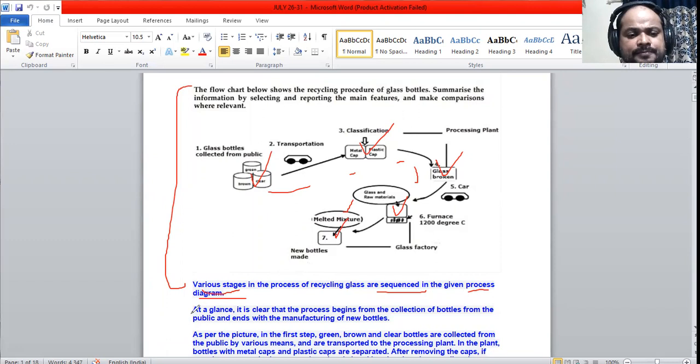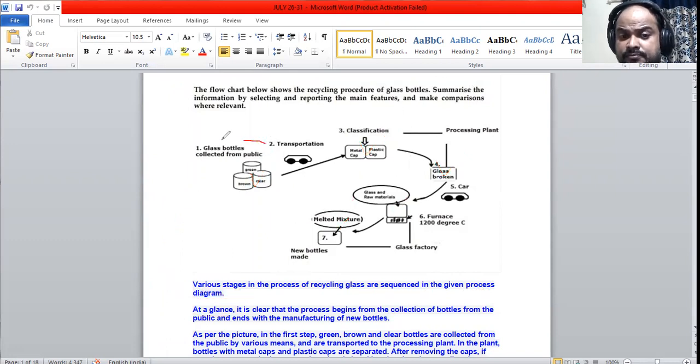At a glance, as an overview, overall, it is clear from the picture that the process begins from the collection of bottles from the public and ends with the manufacturing of new bottles.